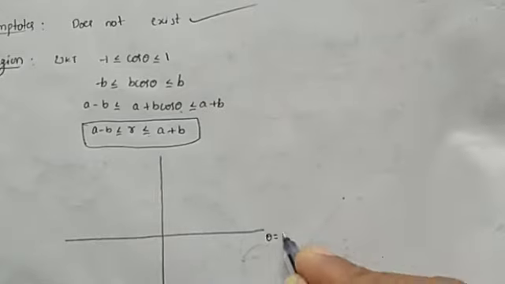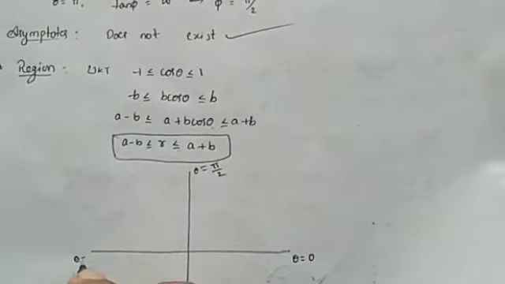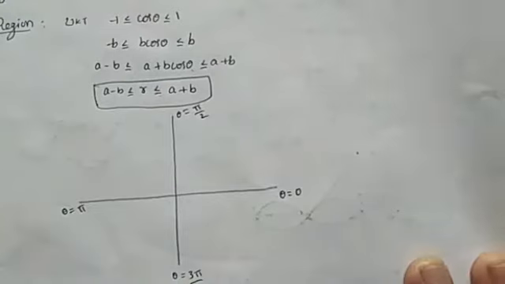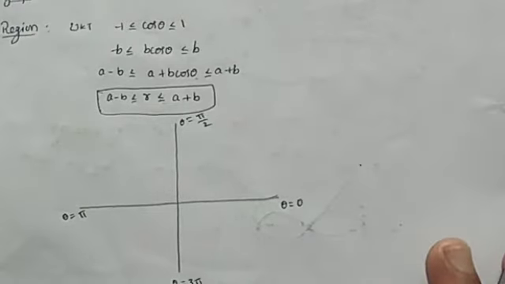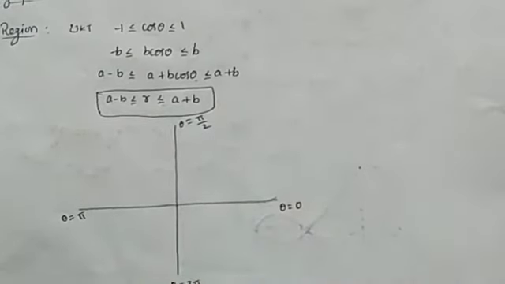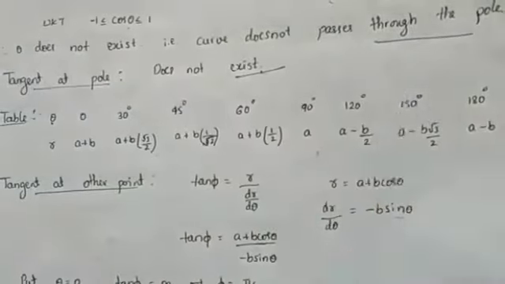This line is theta is equal to 0 line. This line is theta is equal to pi by 2 line. This line is theta is equal to pi. And this line is theta is equal to 3 pi by 2 line. The first point is the symmetry. The curve is symmetric about the x-axis. The next one is the pole. The curve does not pass through the origin. The next one is tangents at the pole. The tangents at the pole also do not exist.